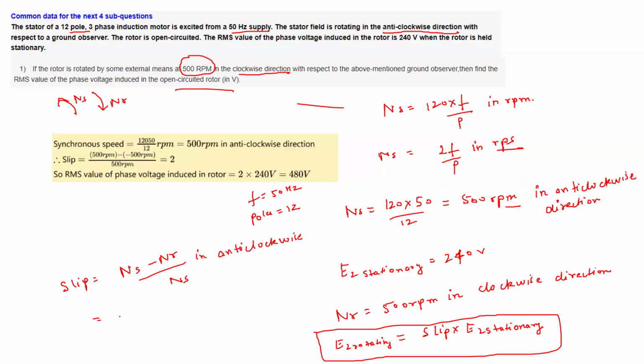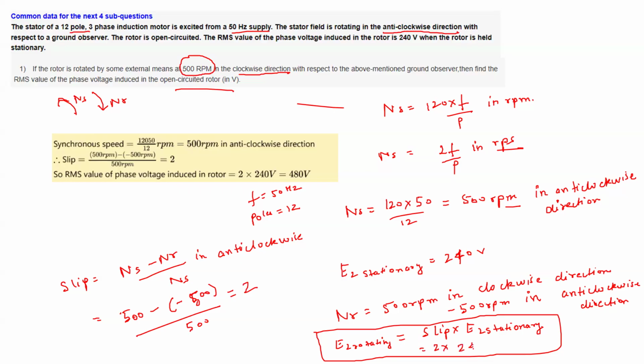So slip will be what? Ns in the anti-clockwise direction is 500 rpm. But what is Nr in the anti-clockwise direction? Nr is 500 rpm in clockwise direction, so it will be minus 500 rpm in anti-clockwise direction. Opposite, right? That is why we have to take minus 500. So 500 minus minus 500 by 500, you will get slip as 2. So E2 rotating will be 2 times E2 stationary, 240 volt, which is 480 volt.